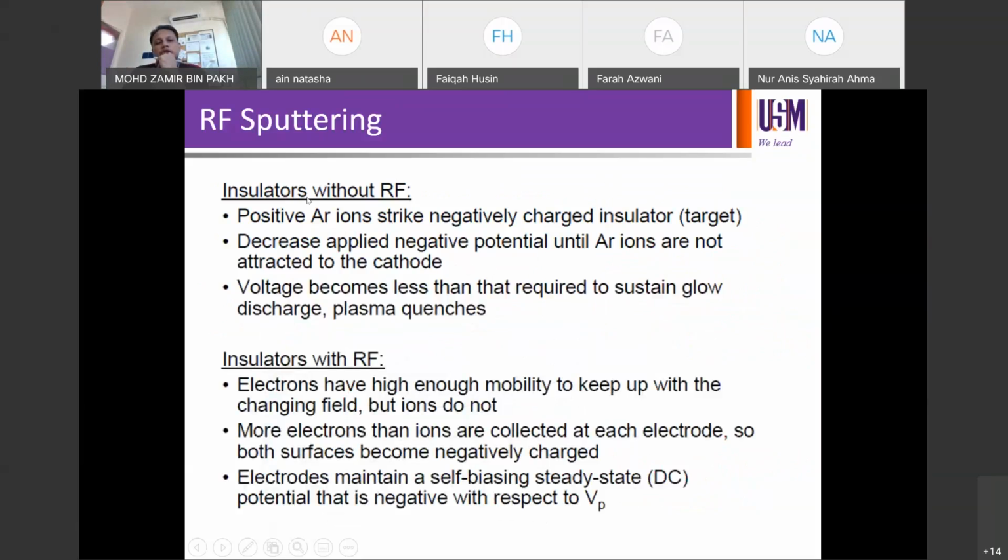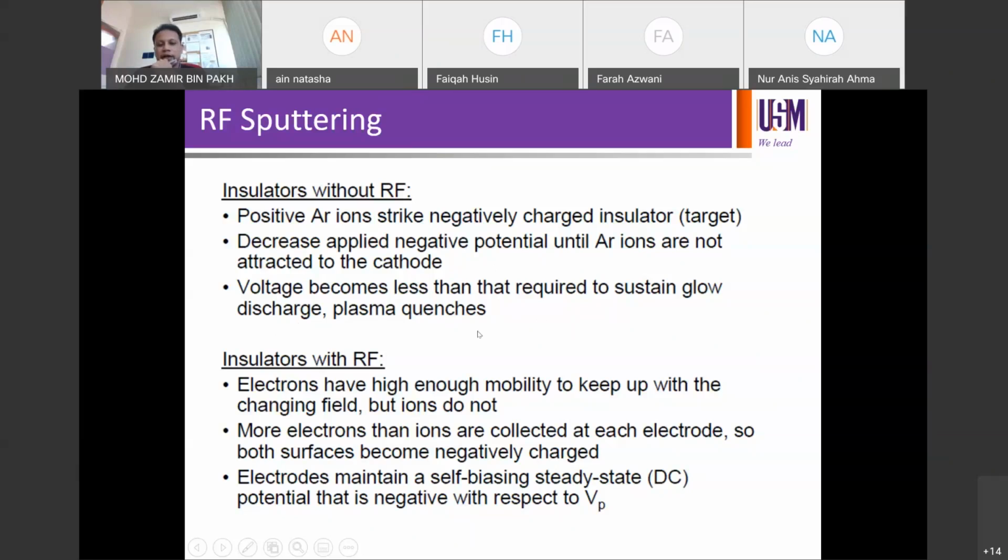So if you use insulators without RF, so for example, if you want to deposit silicon dioxide, silicon nitride, silicon carbide without RF, so what will happen is positive ions from the plasma strike the negatively charged insulator, so decrease applied negative potential until argon ions are not attracted to the cathode. Voltage becomes lesser and lesser than what is required to sustain plasma glow, and the plasma quenches.